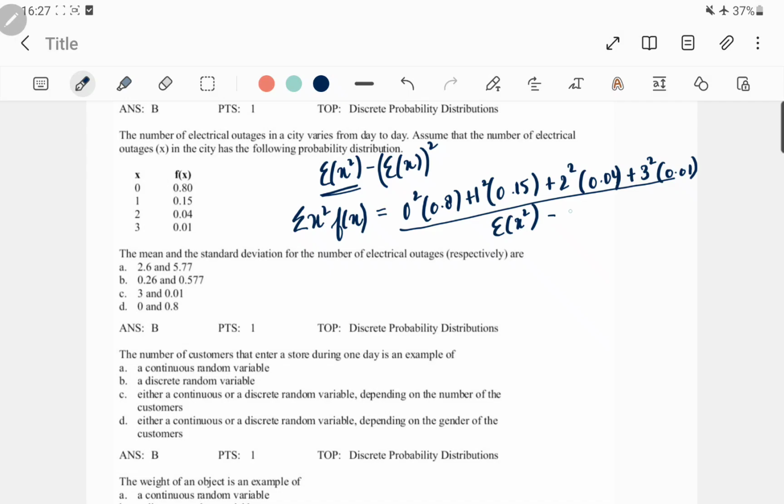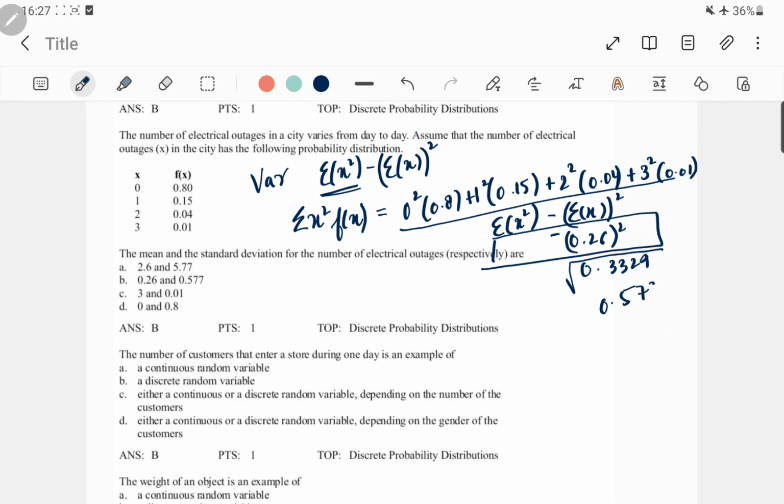We will subtract from this value the expectation of x whole square, which we already calculated as the mean, which was 0.26, right? So when we solve this, we will get the answer as 0.3329. This is the variance, okay? When we take the square root of this value, we get 0.577, which is the standard deviation.